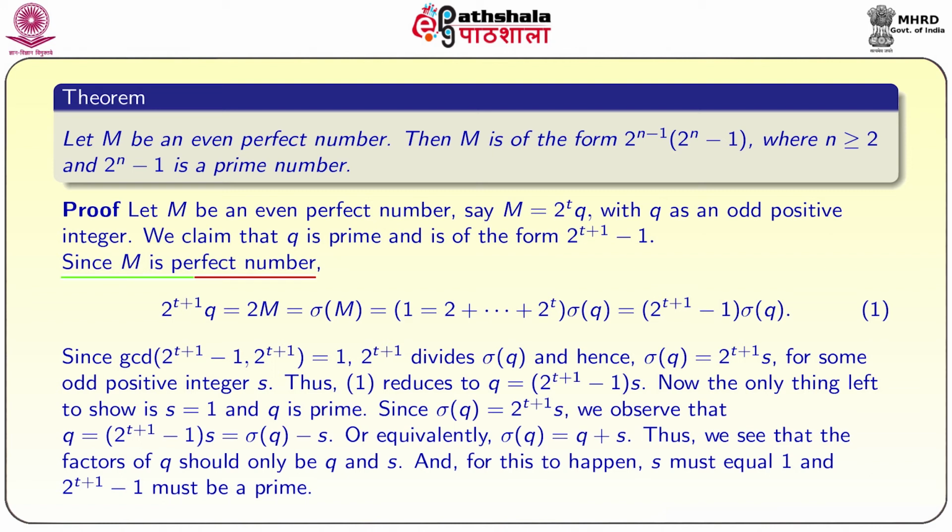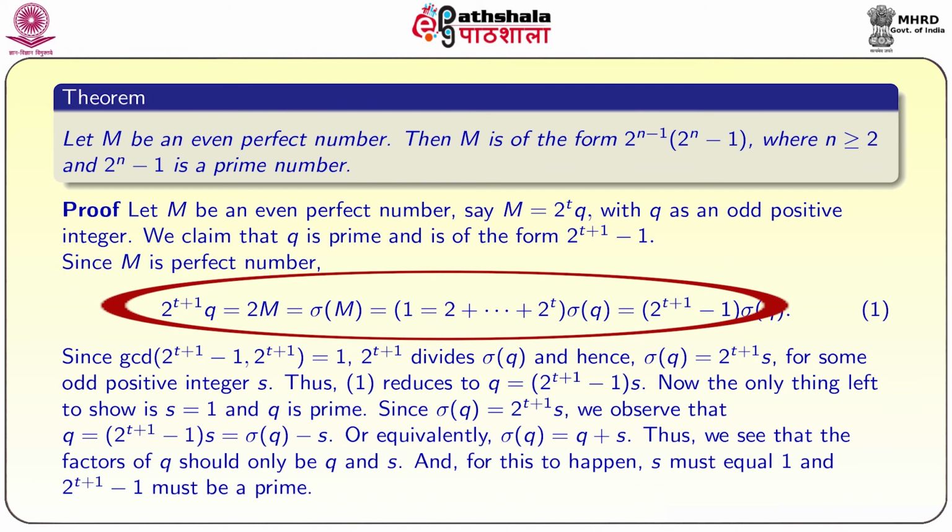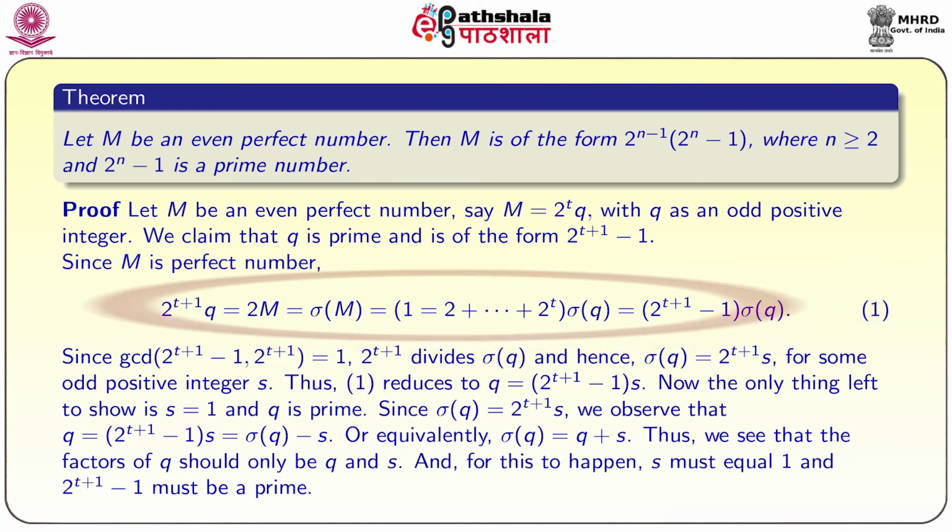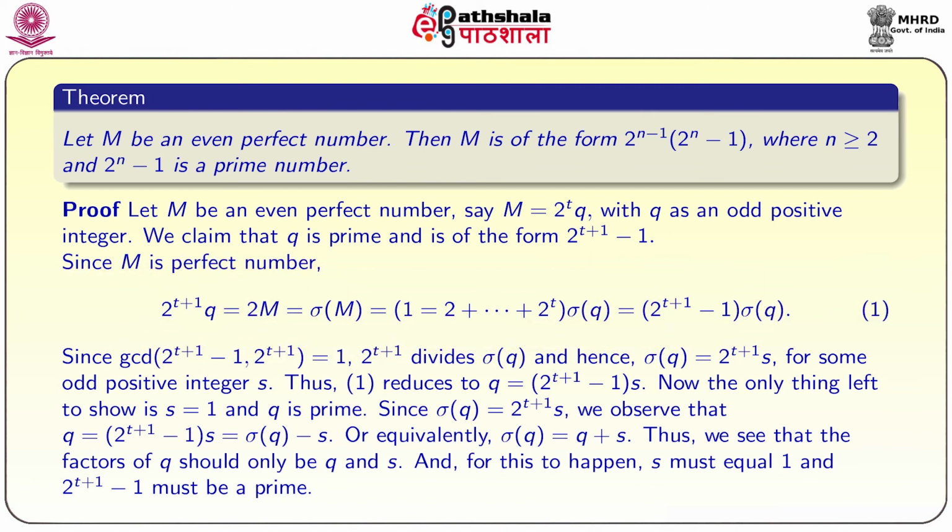Since m is a perfect number, 2 power t plus 1 into q is equal to 2m, which is equal to sigma of m. It is because we took m as 2 power t into q. So, sigma of m equals 2m because m is a perfect number, which is equal to 1 plus 2 plus and so on up to 2 power t, into sigma of q, which is equal to 2 power t plus 1 minus 1 into sigma of q.